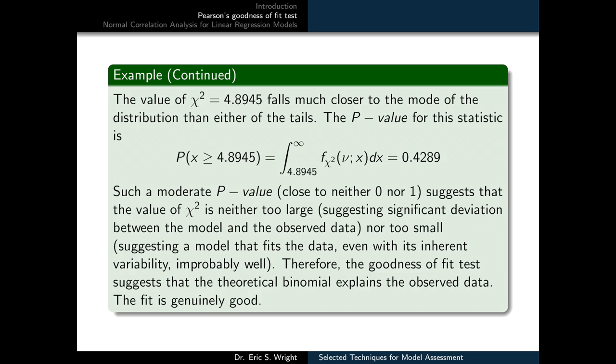suggests that this value of our chi-squared test statistic is neither too large, suggesting significant deviation between the model and the observed data, nor too small, suggesting a model that fits the data, even with its inherent variability, improbably well. Therefore, the goodness of fit test suggests that the theoretical binomial distribution explains the observed data reasonably well. The fit is genuinely good.